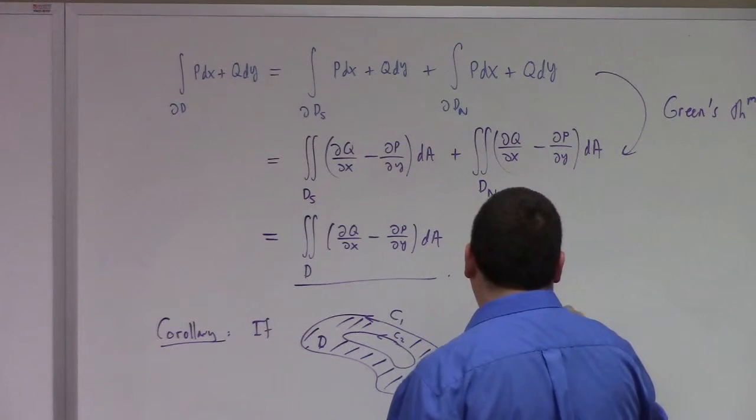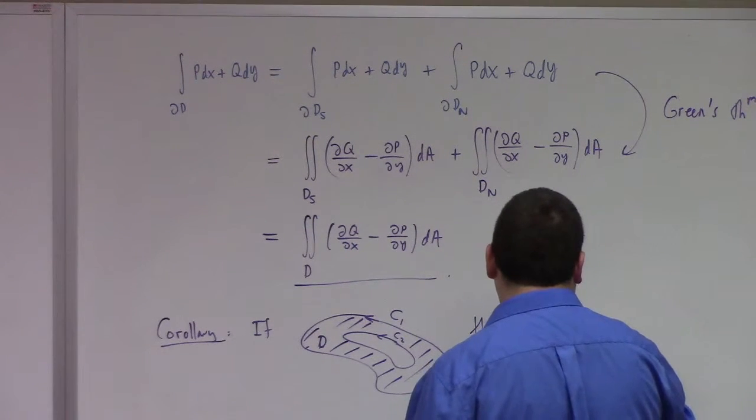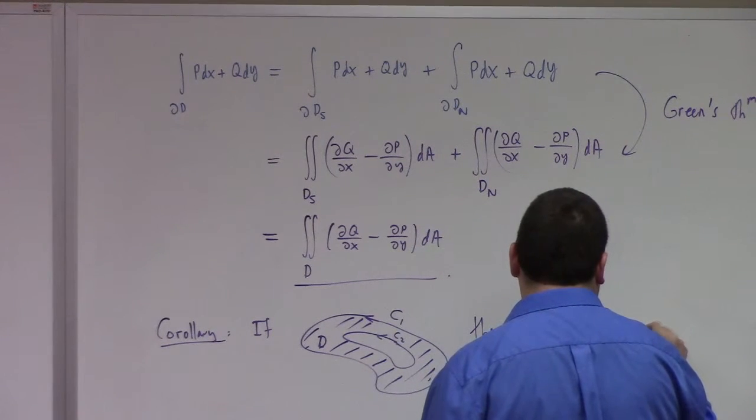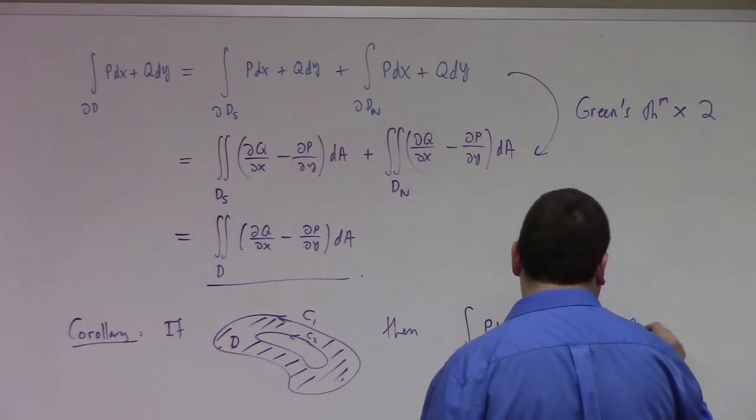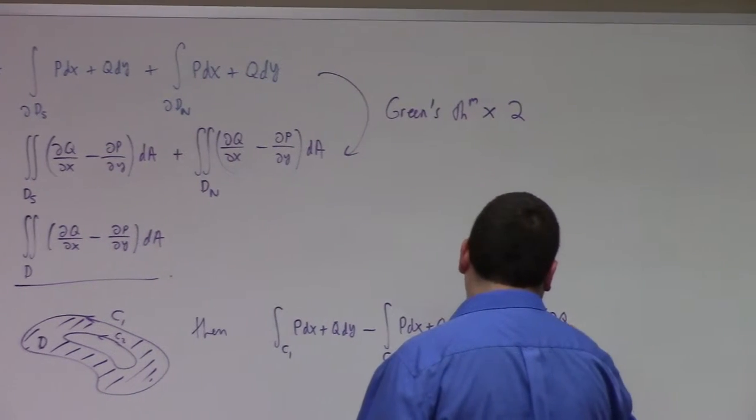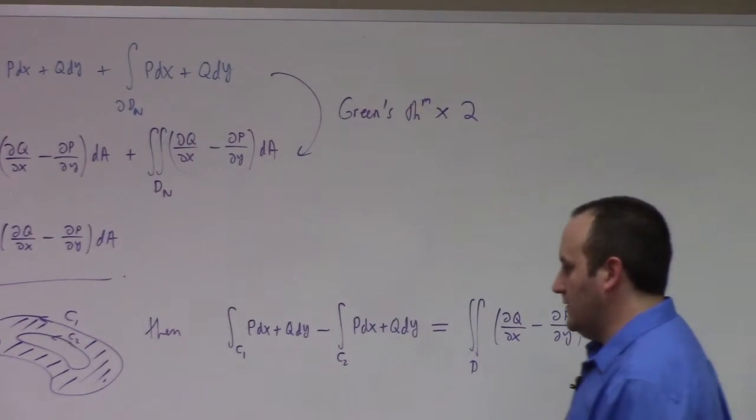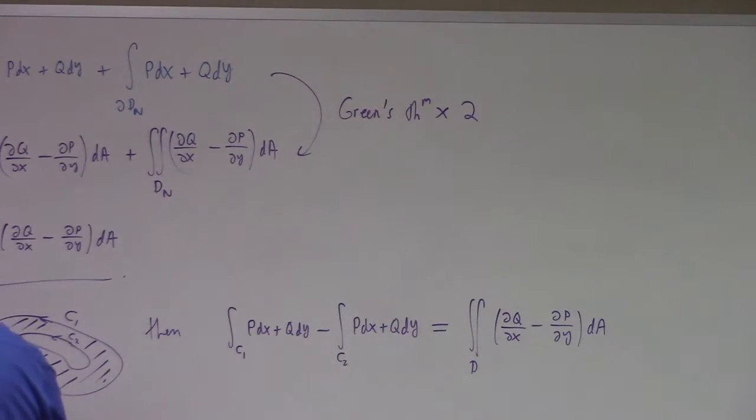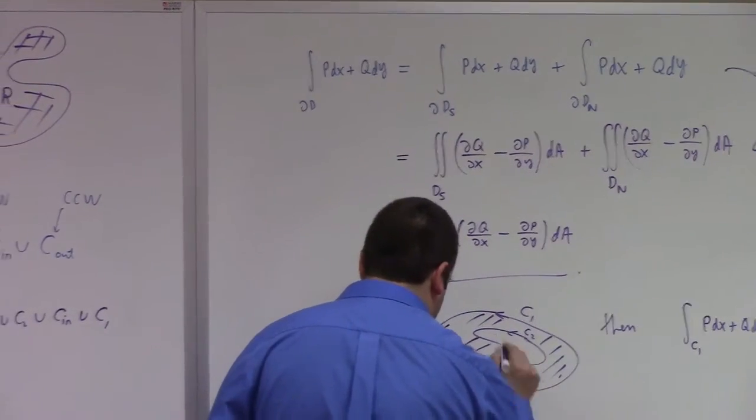Then we get the corresponding result that the integral along C1 of p dx plus q dy minus the integral along C2 of p dx plus q dy is equal to the double integral over D of partial q partial x minus partial p partial y dA. Notice both C1 and C2 are counterclockwise oriented in this scenario.